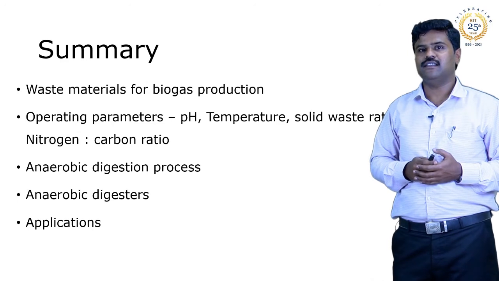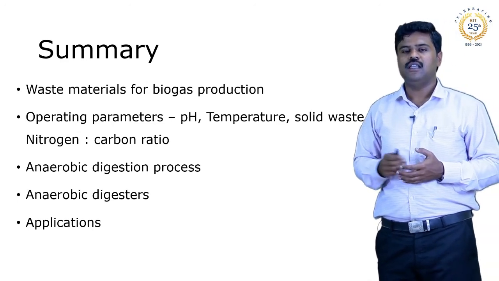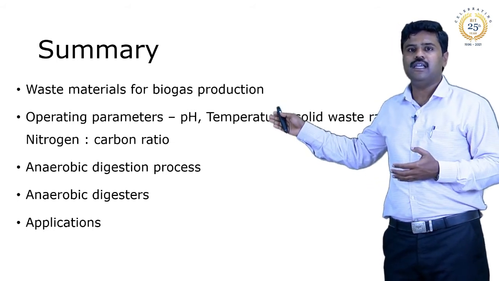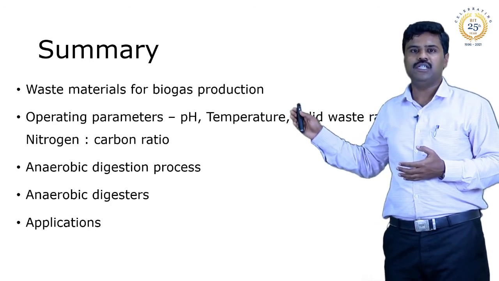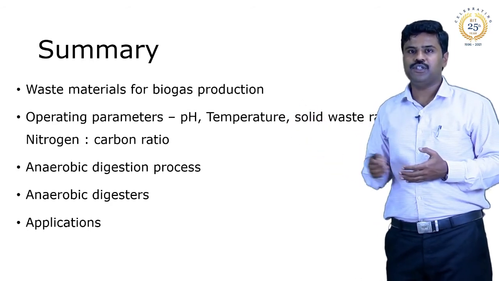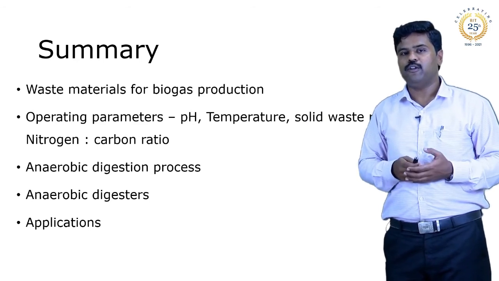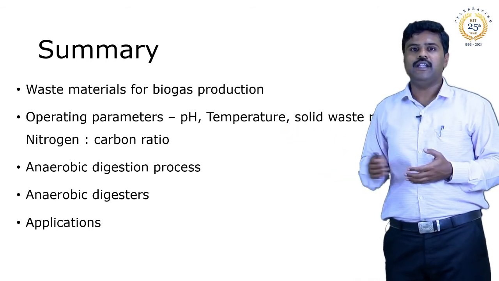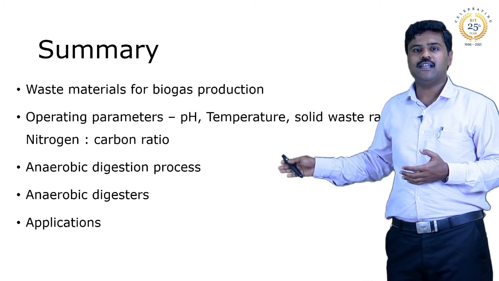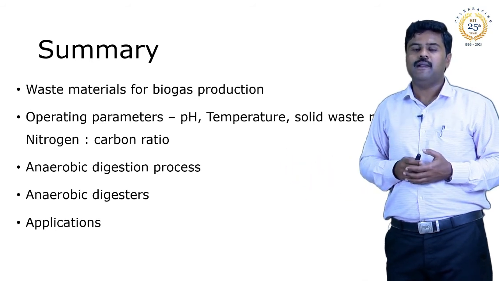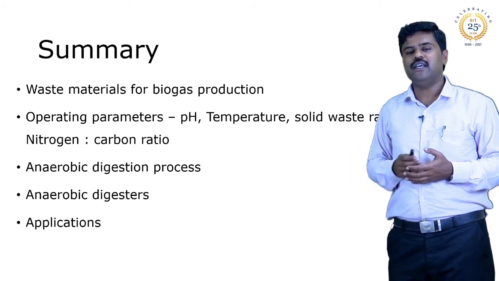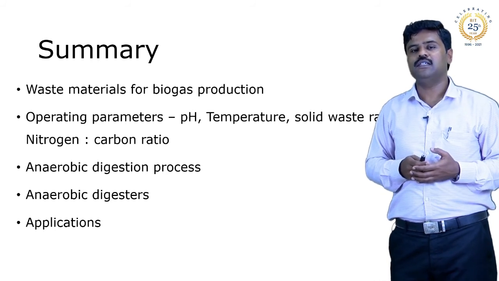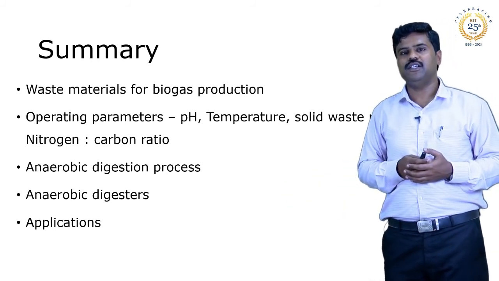I would like to summarize the things that we have discussed in today's lecture. The first thing is the list of waste materials that we can utilize for the biogas production. Second is the different operating parameters like pH, temperature, carbon nitrogen ratio, and then solid waste ratio that we need to maintain for the better anaerobic digestion. Then third one is the anaerobic digestion, which is the important topic in today's lecture. It comprises the steps like hydrolysis, acetogenesis and then methanogenesis. Then next is the reactor, that is called anaerobic digester, in which the anaerobic digestion will take place. We have also seen some different types of anaerobic digesters, and finally we have seen some of the advantages, also the applications of this biogas.